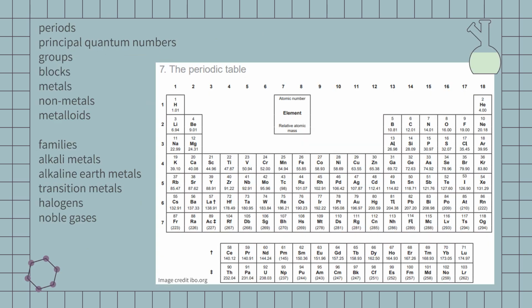We are talking all about the periodic table today. It is given to us in our data booklets. It is section 7. You might want to pause the video, grab your data booklet, and add some annotations as we go through this lecture.